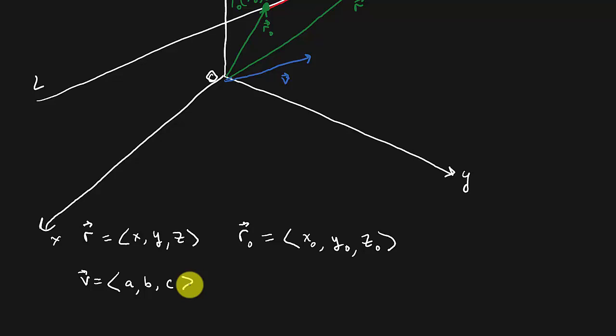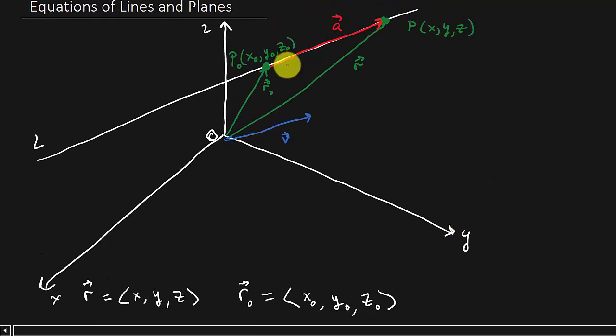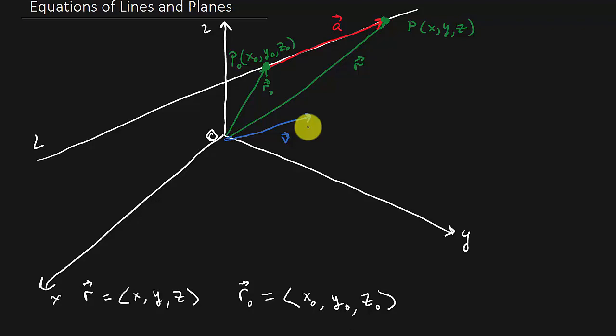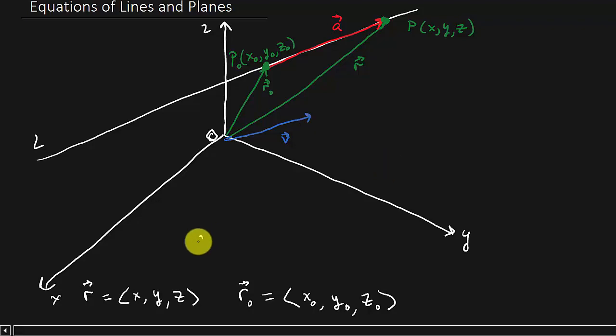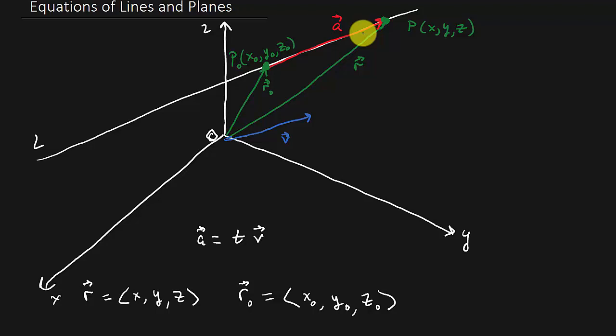All right. Now, keep in mind that vector A and vector V, those two vectors are parallel. So we can actually say that vector A is equal to some scalar T times vector V. Okay, they're different lengths, aren't they? See that? So we can multiply T by something to get vector A, because A and V are parallel.